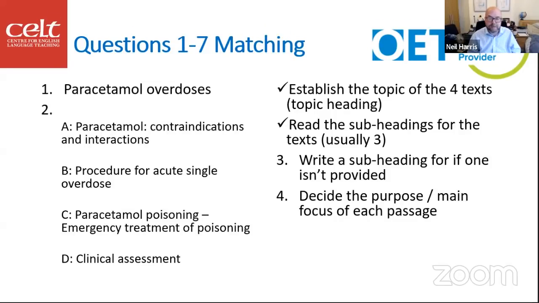And let me just bring those up on screen for you now. So for those of you following this on computer, you've got the ability to see them clearly. So paracetamol, contraindications and interactions, procedure for acute single overdose, paracetamol poisoning, emergency treatment of poisoning, and finally, clinical assessment.